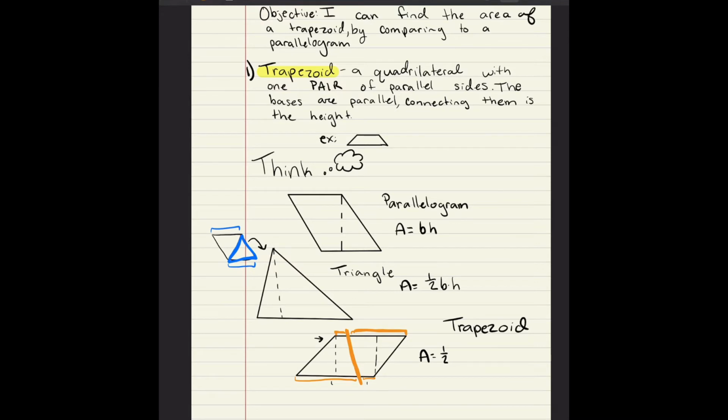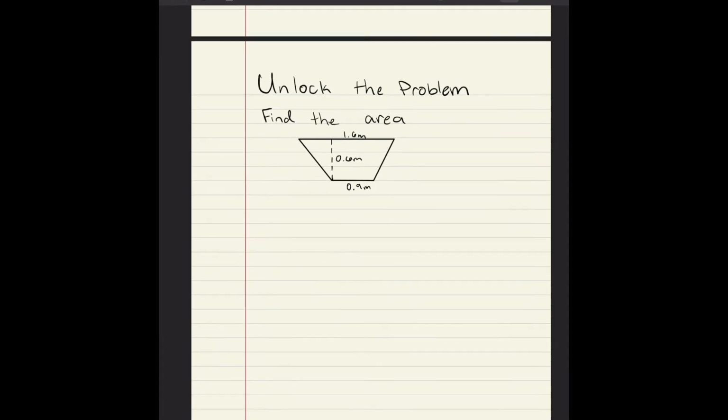So it can't just be 1/2 base times height. For a trapezoid, you have to add together the bases because you cut them. So it's 1/2 times base 1 plus base 2, times h. Base 1 is your top and base 2 is your bottom. Let's see that in action.